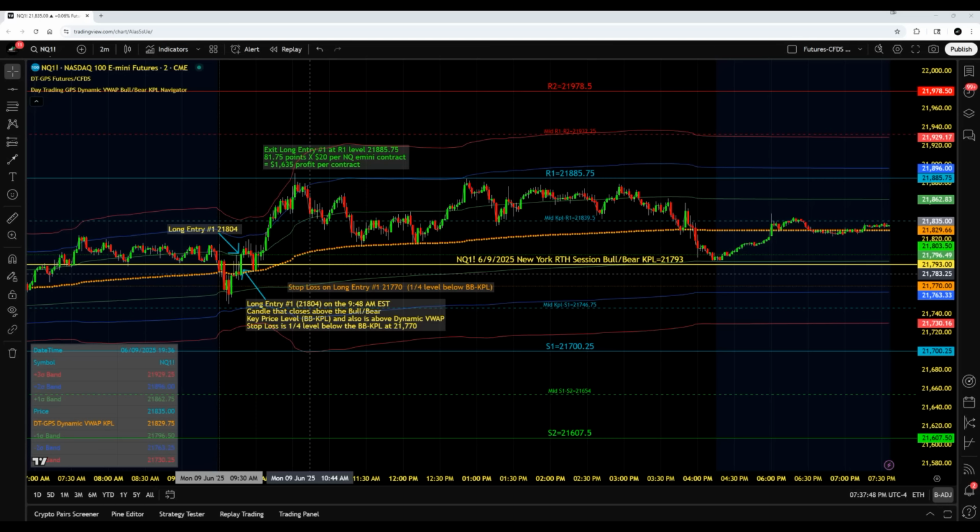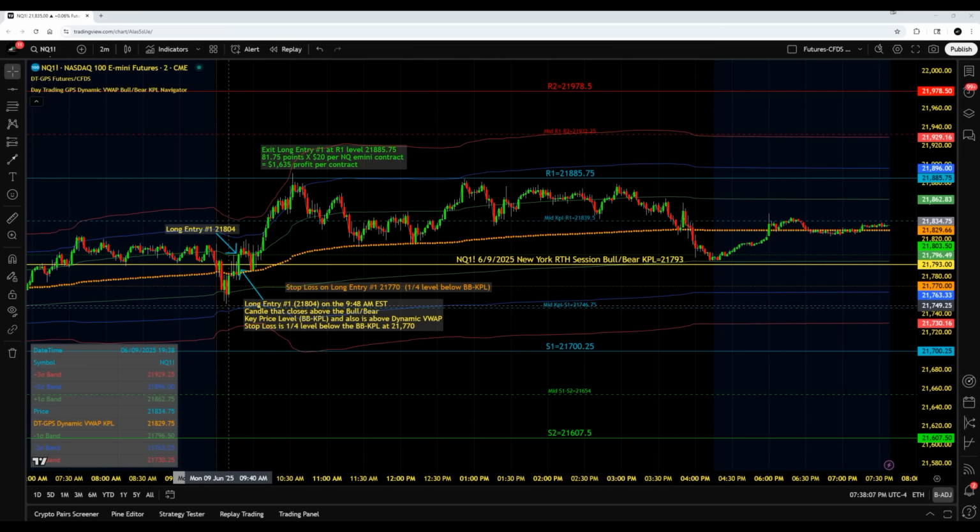So in this particular case, this is the opening candle here. As you can see, we had a move down right to the VWAP, and then we had a move up from the VWAP, and then we had a slam move down to the first band on the VWAP below, and then it nearly went to mid KPL S1 level here, and then we had a surge back up, and then we finally had a candle here which blasted above both the VWAP and the bull bear key price level at 948.